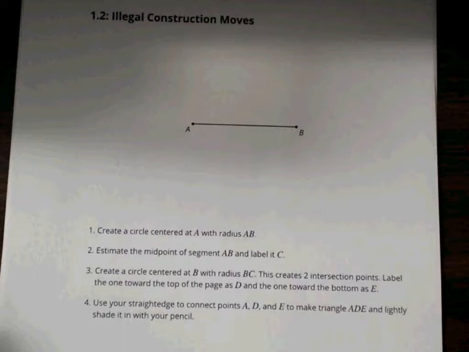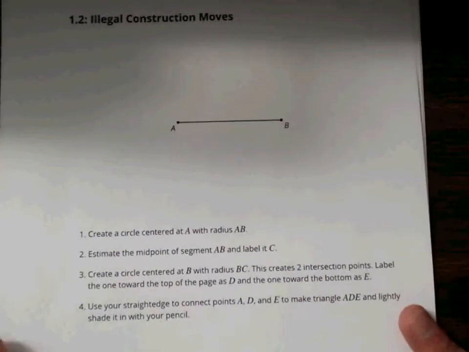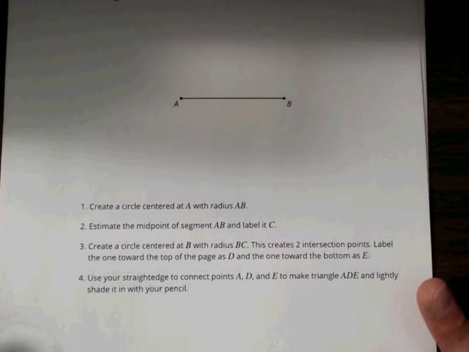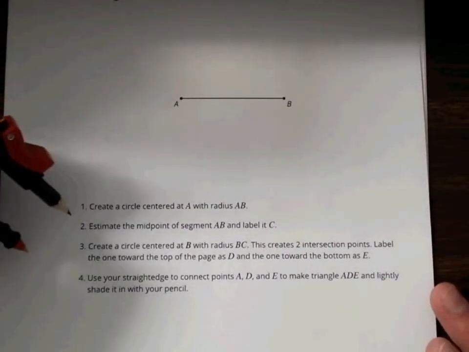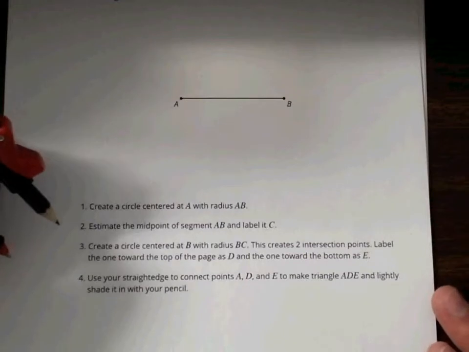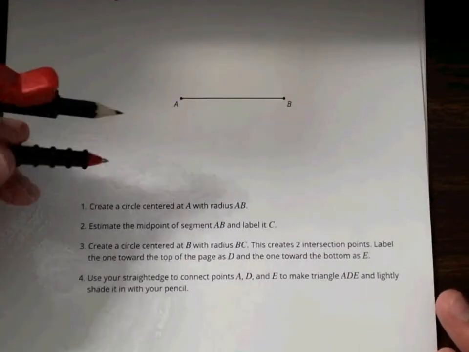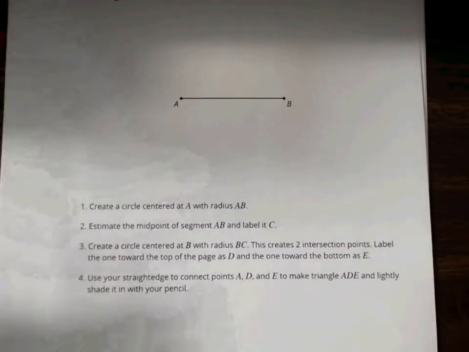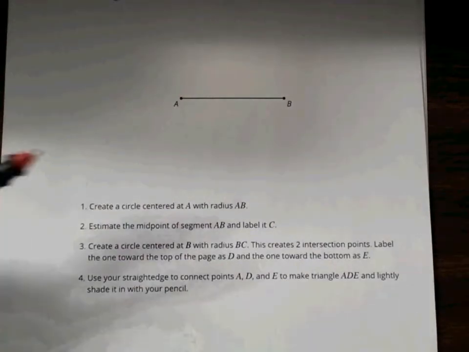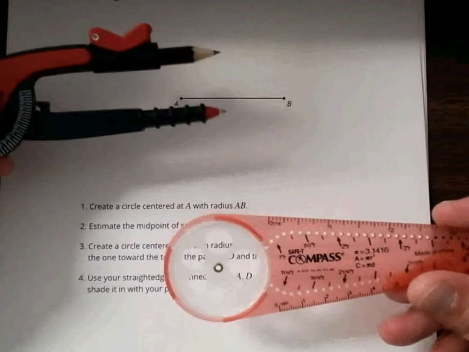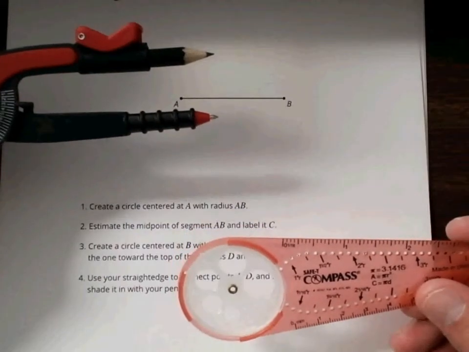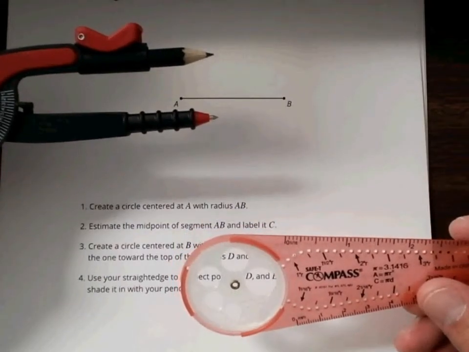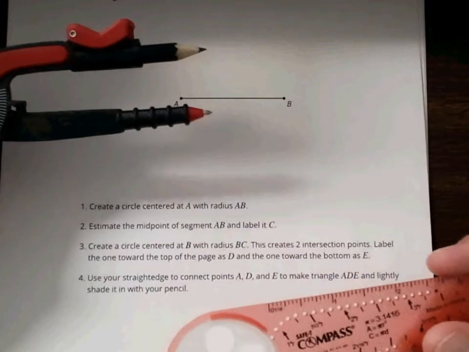All right. So on this one right here, rule number 1. Create a circle centered at A with radius B. Once again, we have two devices. How do I determine radius on these two devices? How do I do it with the top one? How do I determine radius with this piece right here?